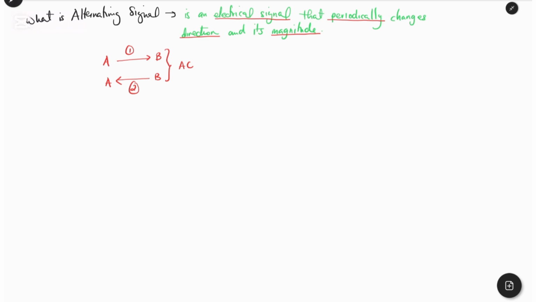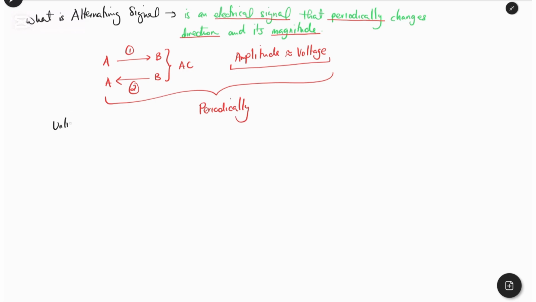When we talk about the magnitude in terms of the signal, we are talking about the amplitude. And this amplitude can be represented as a voltage. So when we say it changes the magnitude, that means it normally changes the amplitude or the voltage, and both of these can be done periodically. Unlike in the DC.